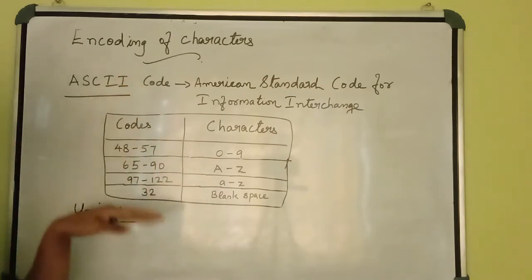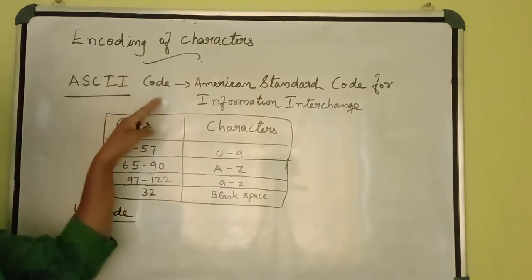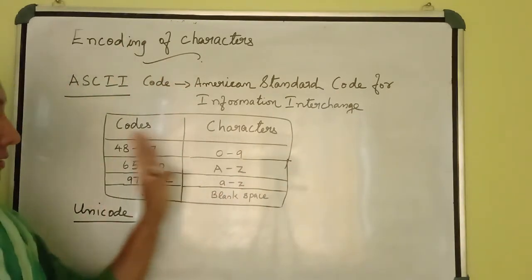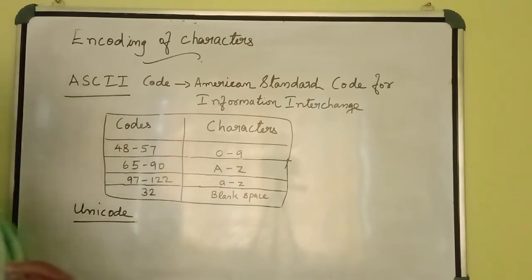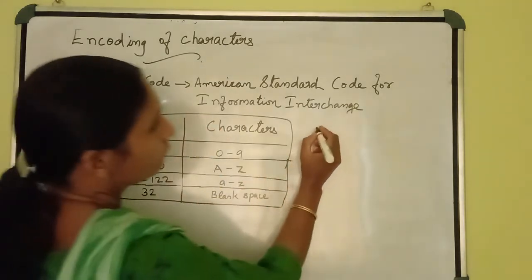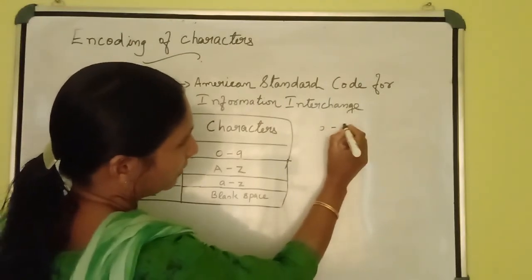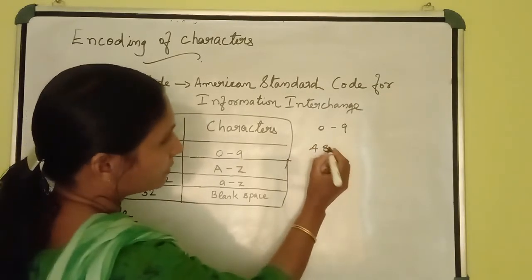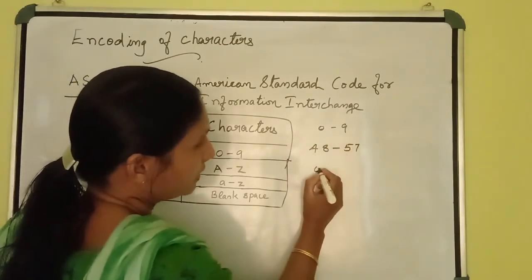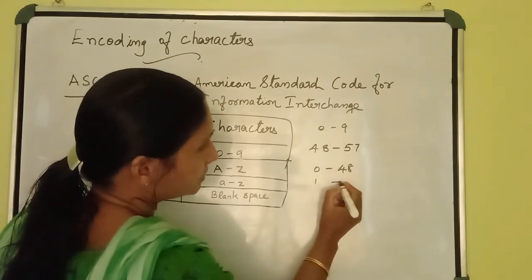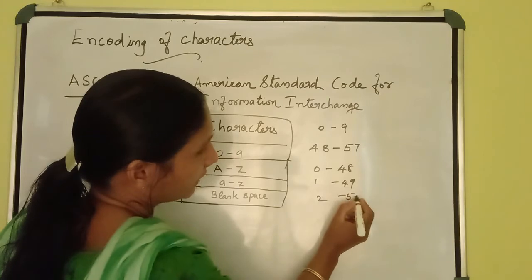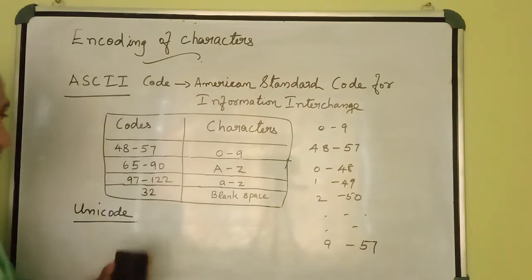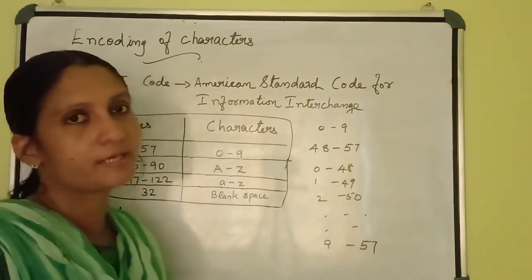If you are using this ASCII code to encode your characters to numericals, these codes are representing these characters. First, we have the digits 0 to 9. To represent these digits, we are using the equivalent numbers 48 to 57. That means 0 represents 48, 1 represents 49, 2 represents 50, and so on. 9 represents 57. These are the equivalent ASCII code values of these particular numbers.